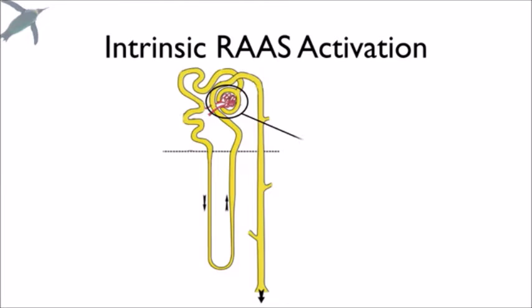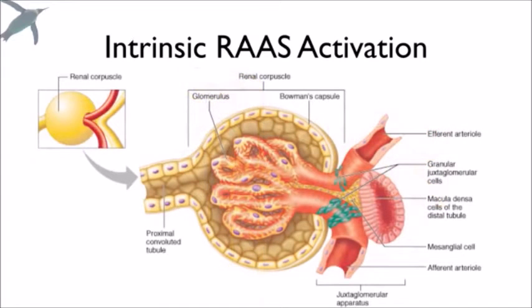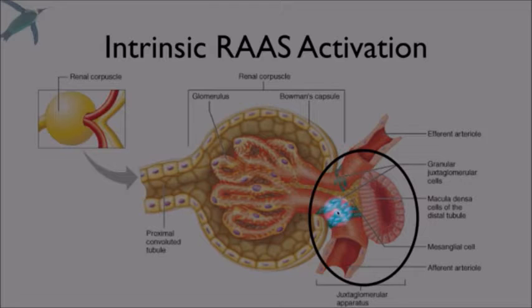And we're going to look specifically at the renal corpuscle. So that is the glomerulus, the afferent and efferent arterioles leading in and out of it, and the glomerular or Bowman's capsule. So quick review of those parts right here. The region we're really interested in is right here, the juxtaglomerular apparatus. So you want to notice the afferent arteriole. This is the efferent arteriole, and this is the distal convoluted tubule cut in cross section.